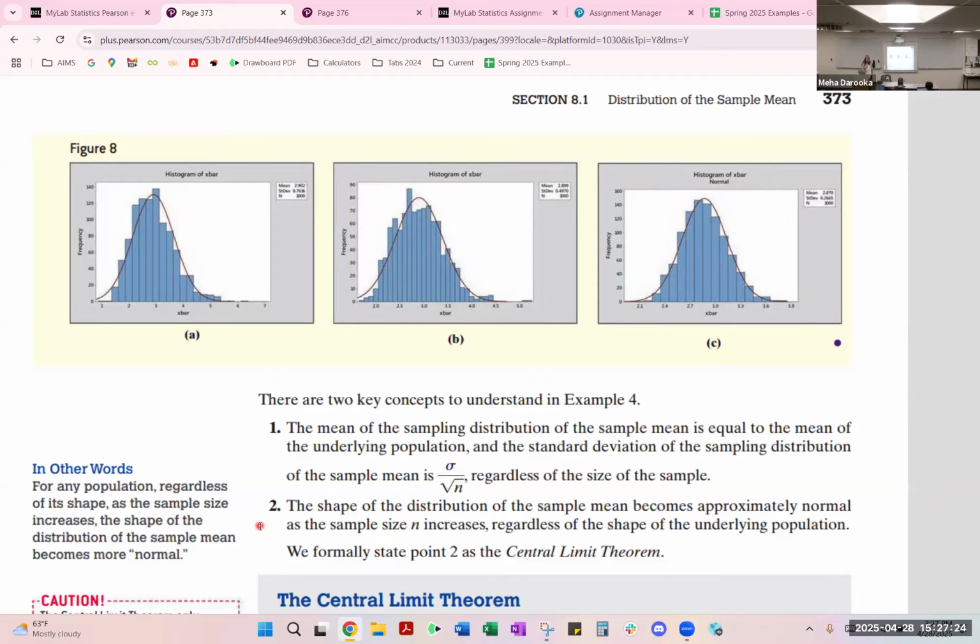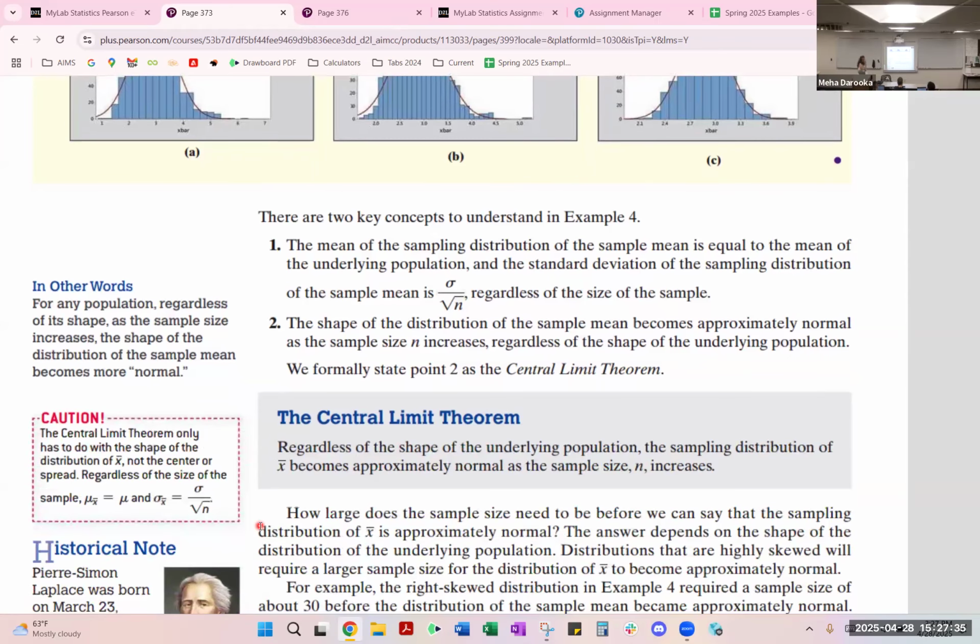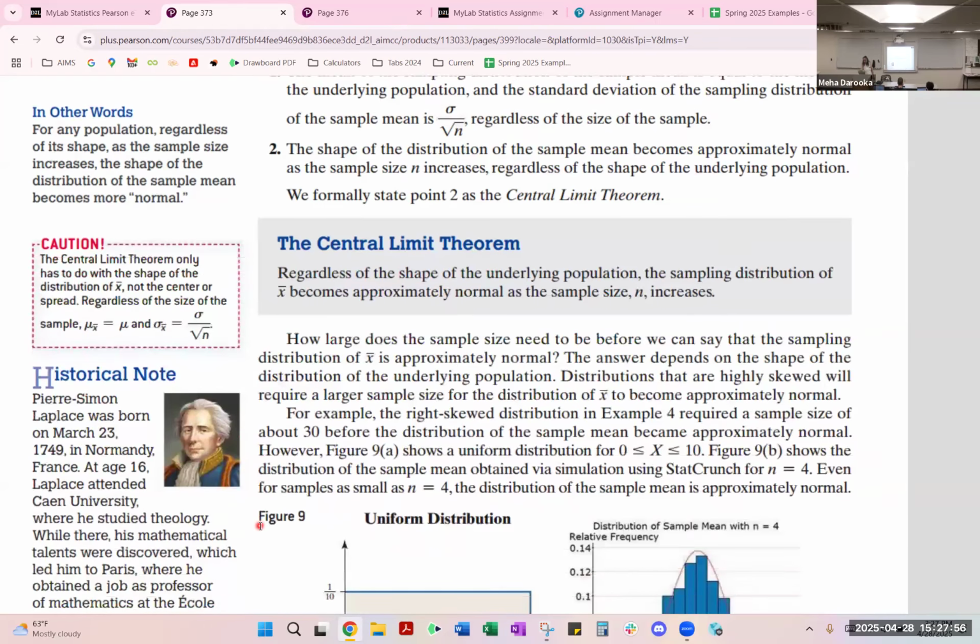And this does not matter what the shape of your underlying population was, because remember, our underlying population was skewed to the right. But in this case, as you increase your sample size, we start seeing that it's going to take that approximately normal shape here. So this is kind of where we get into the central limit theorem. Regardless of what the shape of the underlying population is, your sampling distribution of the sample means will become approximately normal as your sample size increases.